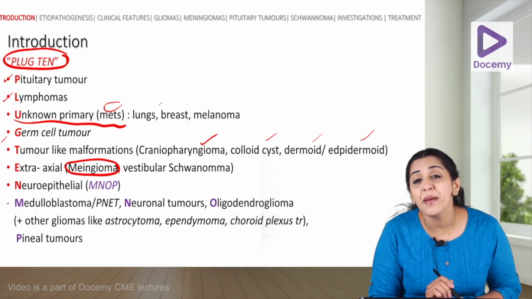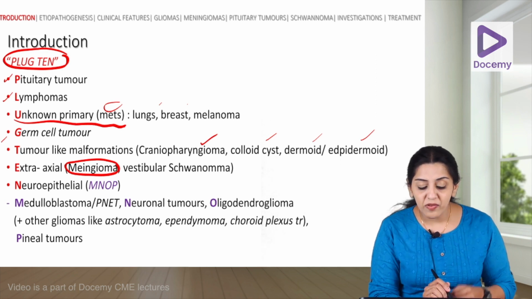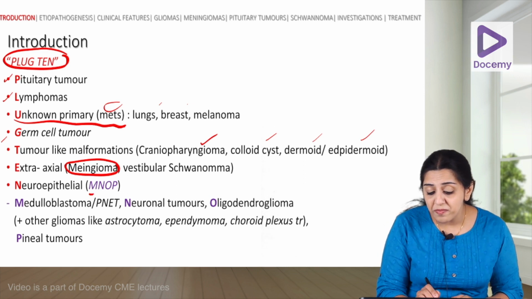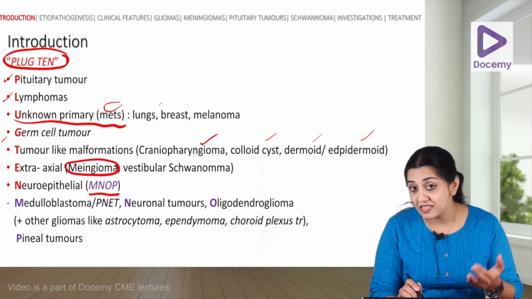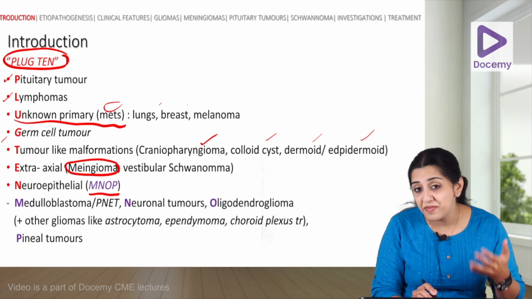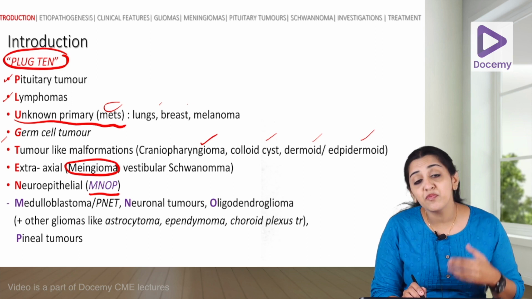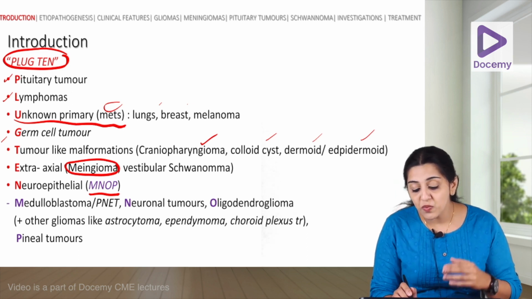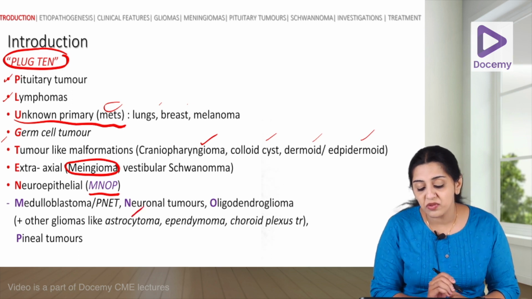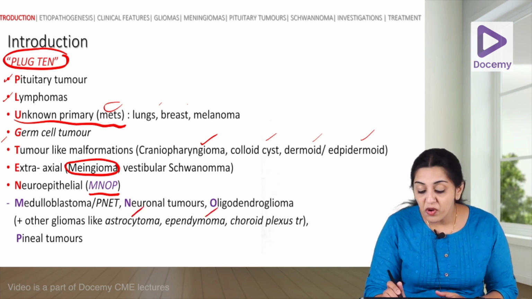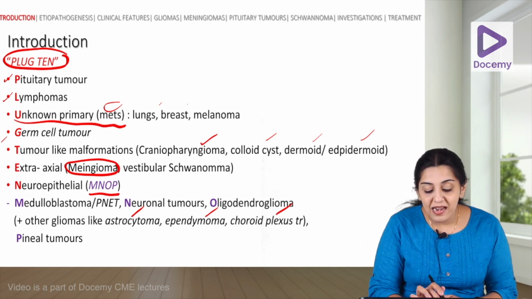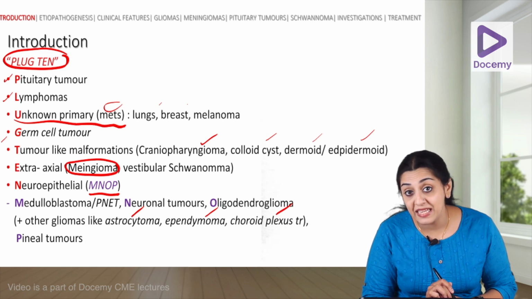Then we have neuroepithelial tumors. Again, out of the neuroepithelial tumors, because these are very important tumors, you can remember them by this mnemonic MNOP. M is for medulloblastoma or a primitive neuroectodermal tumor. N is for neuronal tumors. O is for oligodendroglioma and other gliomas like astrocytoma, ependymoma, choroid plexus tumor. All these are gliomas. And finally P is for pineal tumors.